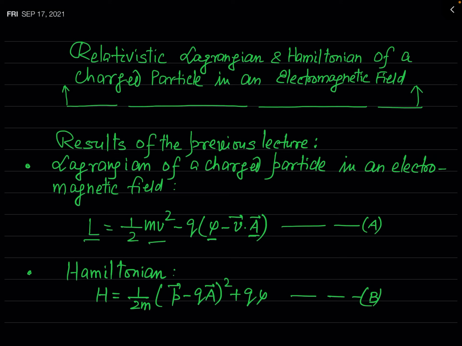So this result we obtained in the previous lecture, and we have also seen the expression for the Hamiltonian of the same particle. H is equal to 1 over 2m times (p minus qA) whole squared plus q phi. This is the expression for the Hamiltonian of the charged particle moving in the electromagnetic field. You can see the expressions for L and H are both in terms of the electromagnetic potentials, that is, the scalar potential phi and the vector potential A.